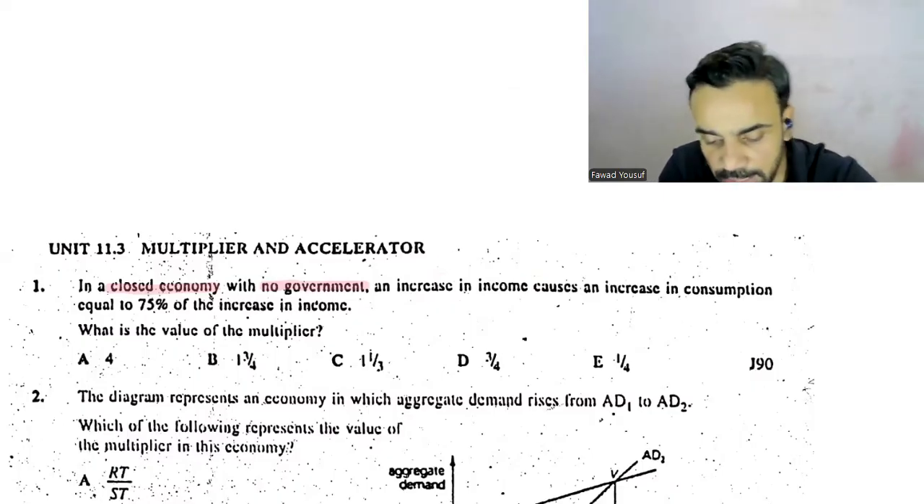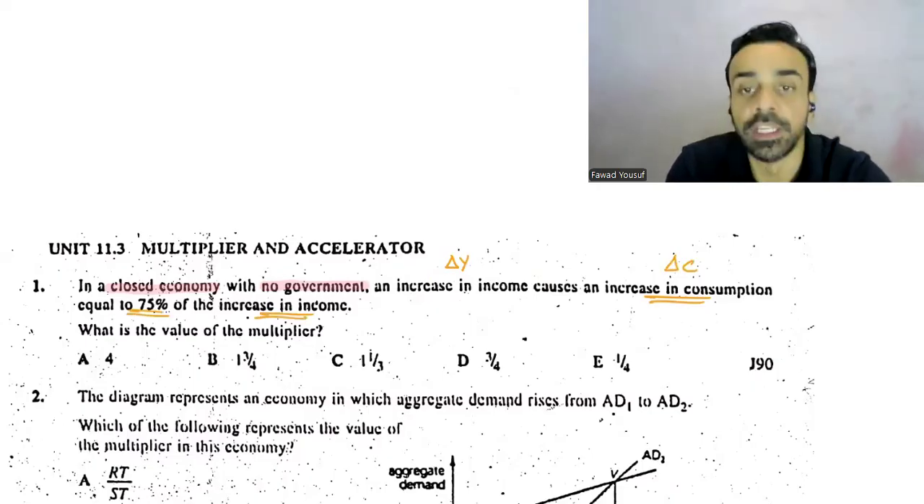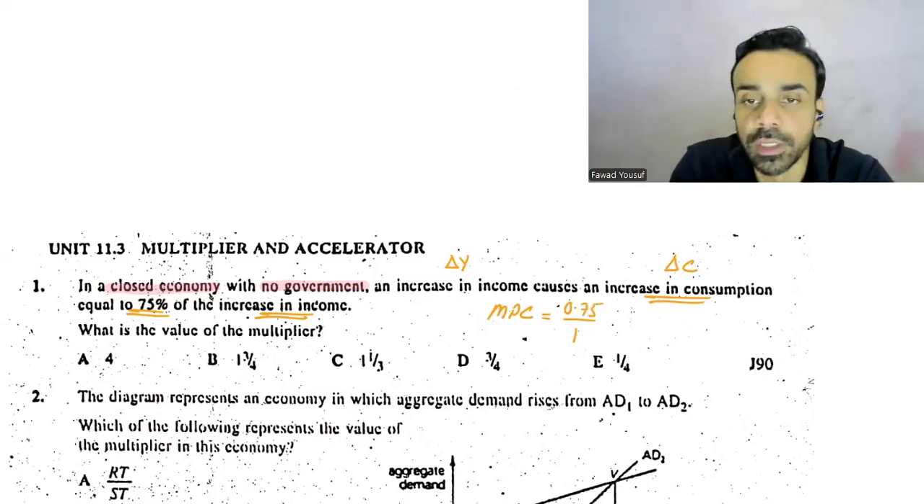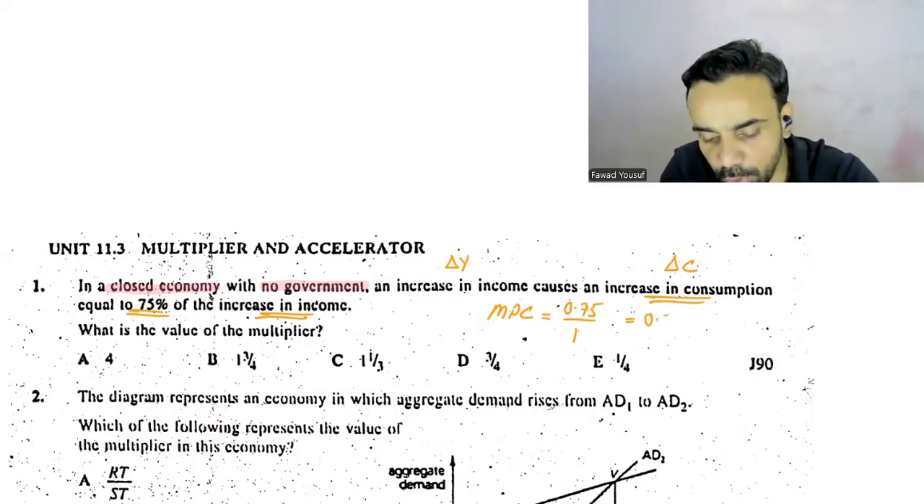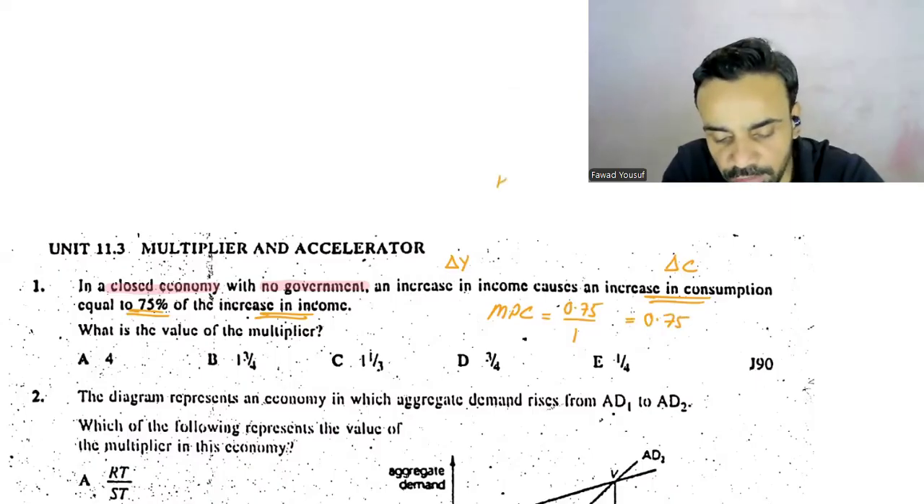What does that mean? An increase in income will cause an increase in consumption equal to 75% of the income. That's a hint. You can take out MPC. MPC is what? For every dollar earned, you are spending 75% of it. So your MPC is 0.75. If our MPC is 0.75, we can find out the multiplier they're asking.